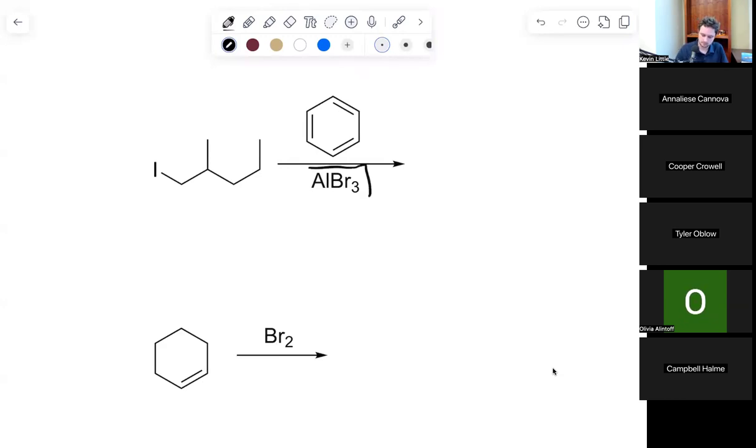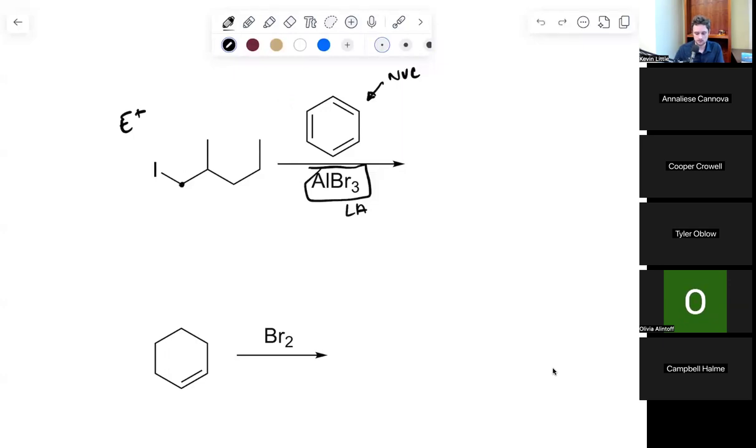I've got a Lewis acid. That tells me benzene's going to be probably my nucleophile. It's a pretty good hint. This looks like a pretty good electrophile. There's a leaving group on it. So what do I do? I think this nucleophile is going to add into that electrophile.